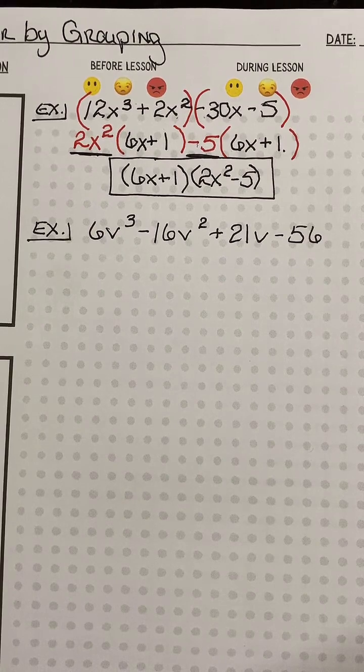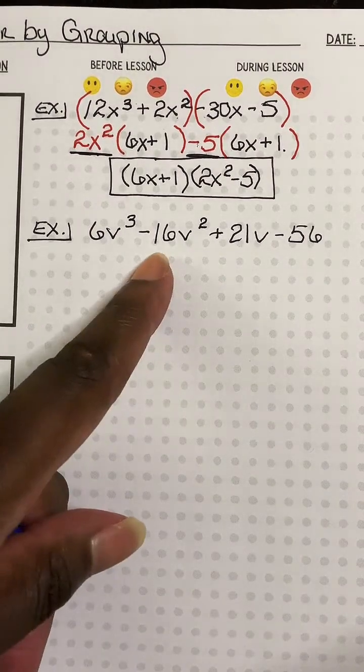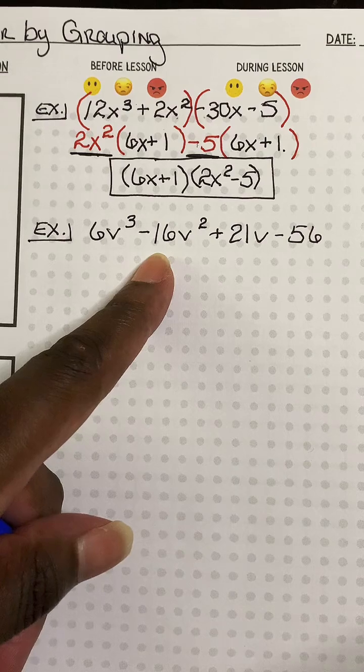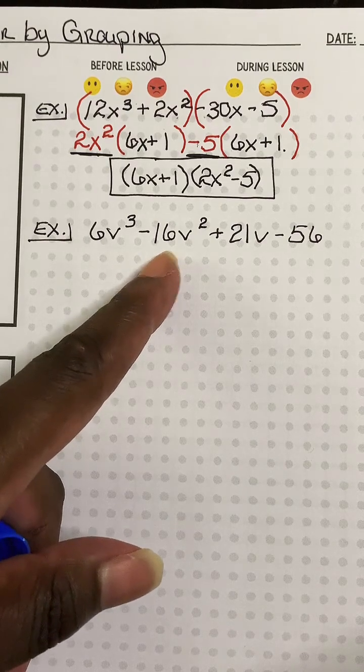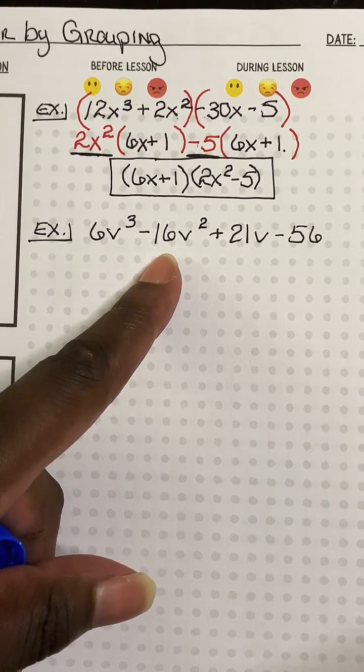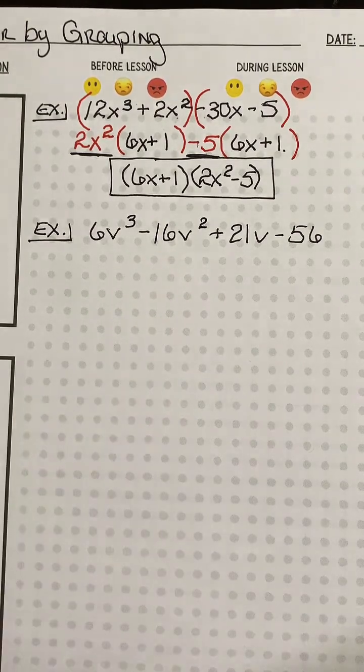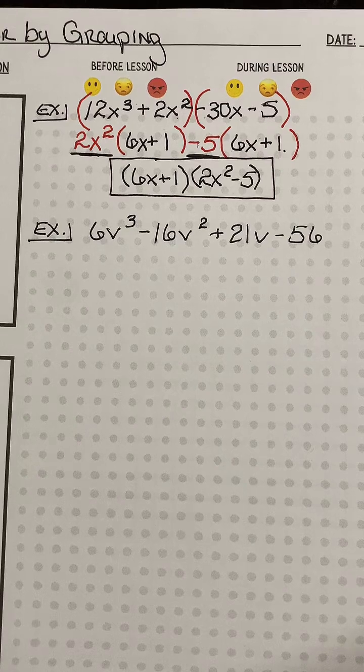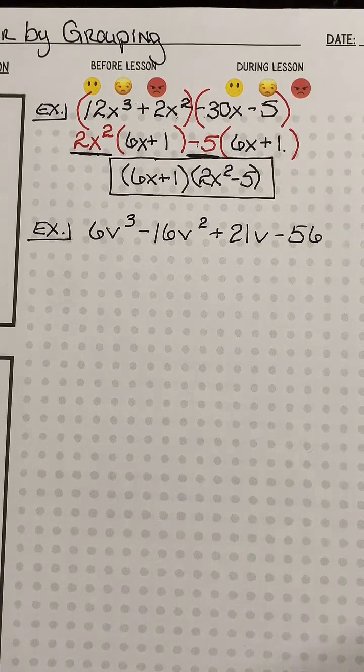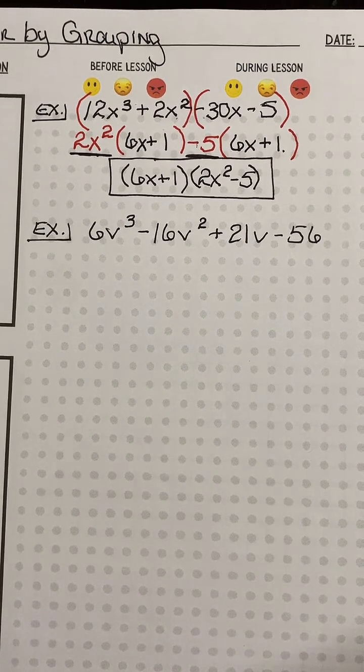Well, that could work, except for the 16. You can't divide the 16 by 3. Okay, not the AC method. We're going to do it by grouping. The AC method works for trinomials, not polynomials with four terms. I meant to say polynomial, but I had to get something to drink.